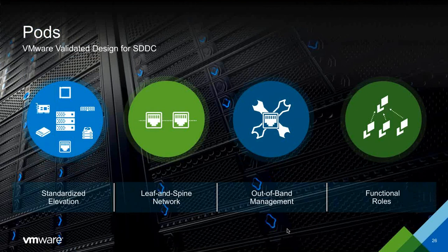We make sure we have good out-of-band management for our kit. But the nice part with these pods, although we standardize elevation, we've got layer 3 leaf and spine, right? We've got out-of-band management networks set up, but we want to give them specific functional roles in the SDDC. What's their role in life? So we define exactly what the use is going to be, right? Is it going to be used for management? Is it going to be used for edge? Is it going to be used for compute? Is it going to be a combination therein?